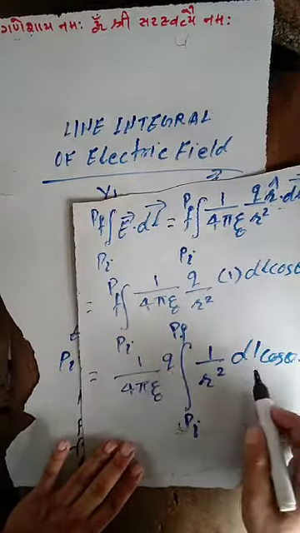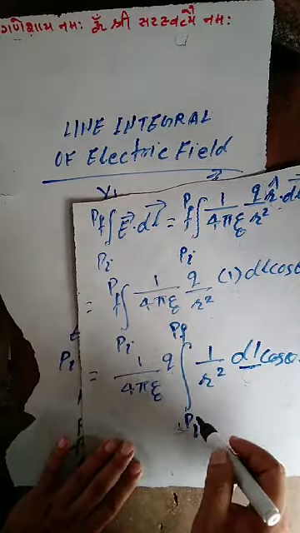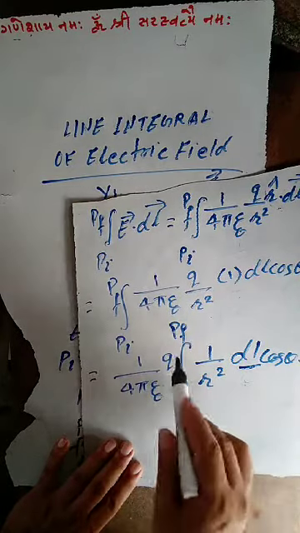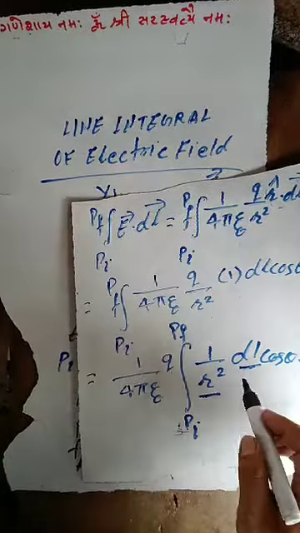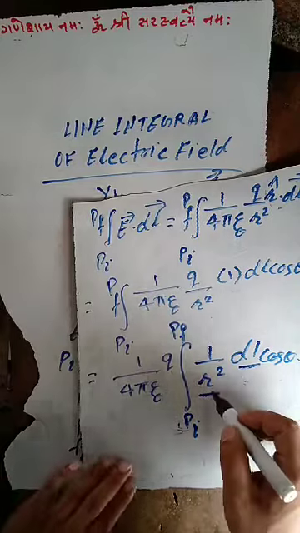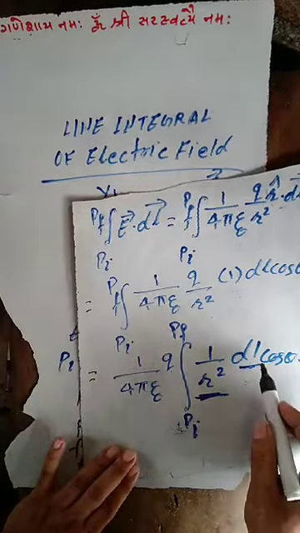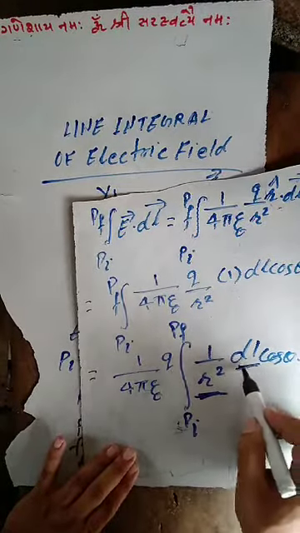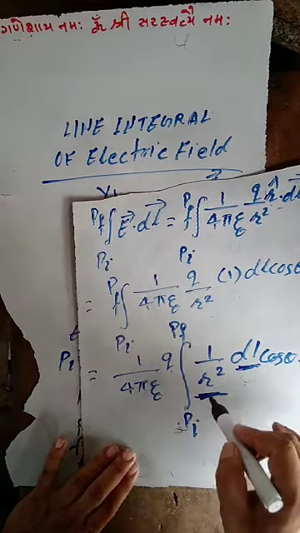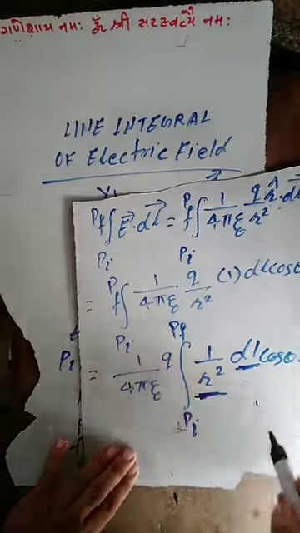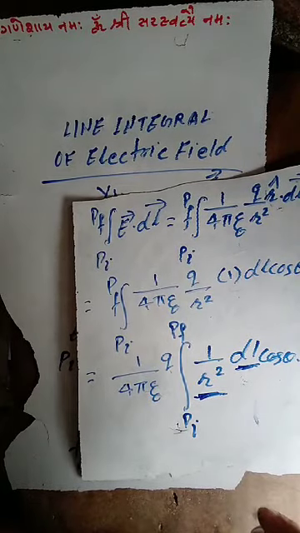Now here the variable of integration is dl, but the limits of integration, lower and upper, are positions. Now this is your r. The function is 1 by r square. The variable is your r, and the variable of integration is your dl. So how will you convert dl in terms of dr? Here we have to convert dl in terms of dr. How will we convert? See here.